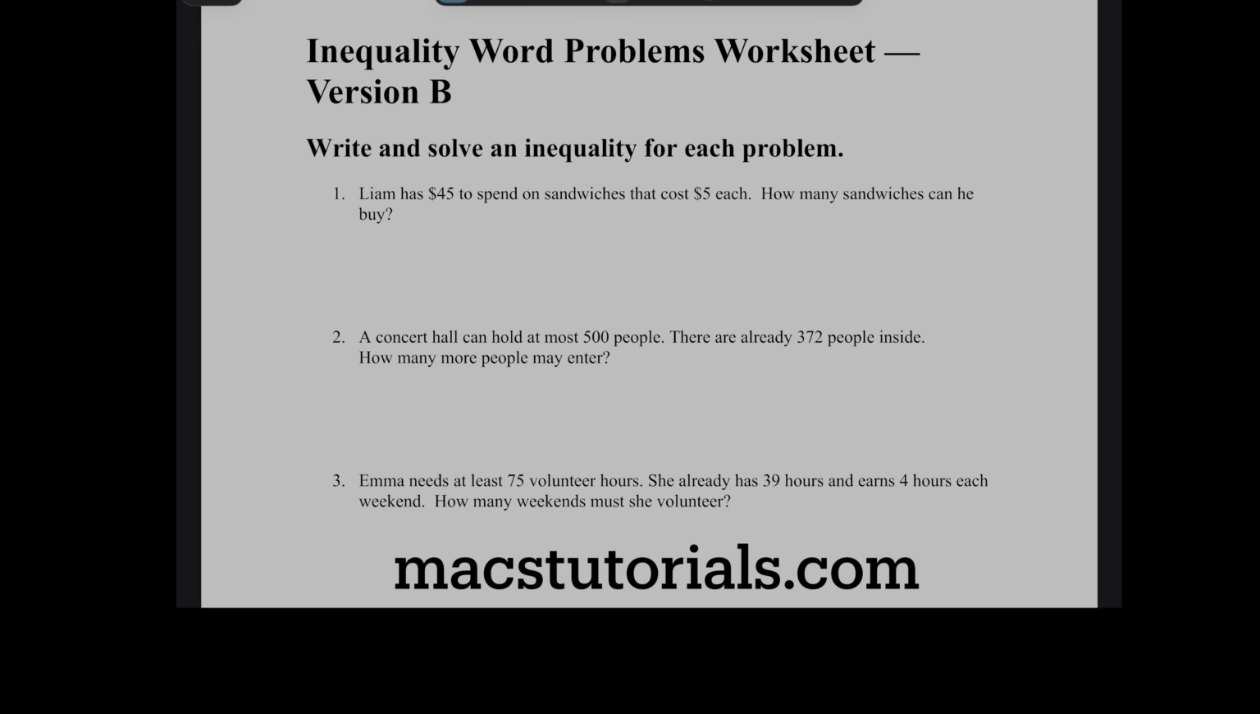Hey there, everybody. This is Mac, and we are going to do some word problems about inequalities. Okay, so this is version B.